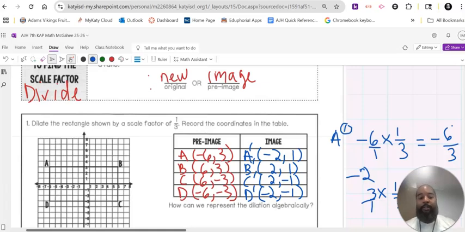Now I have all of my new coordinates, and we're going to graph these points on the graph. Our first one is negative 2, 1, which will be my A. There's my A. Then my B would be 2, 1. My C would be 2, negative 1. And my D would be negative 2, negative 1.